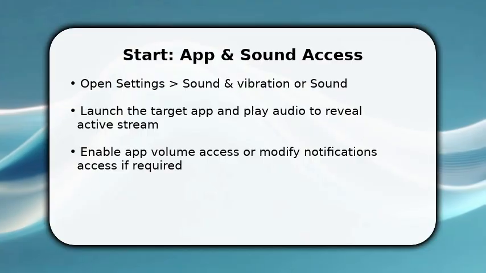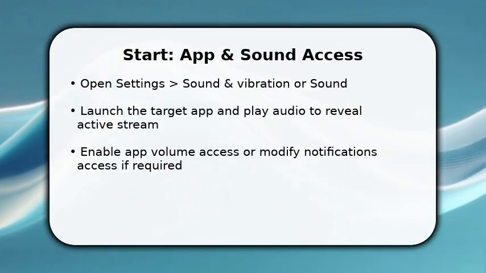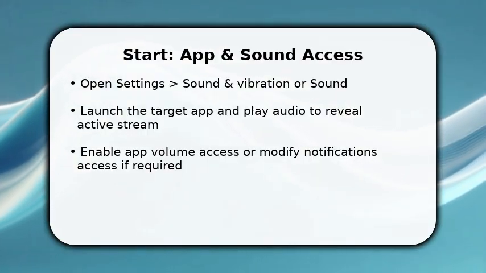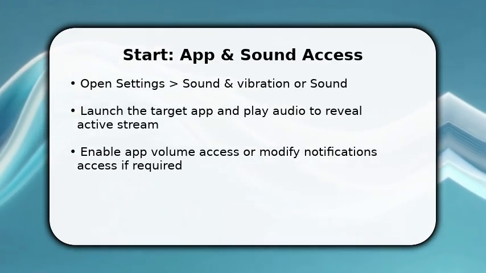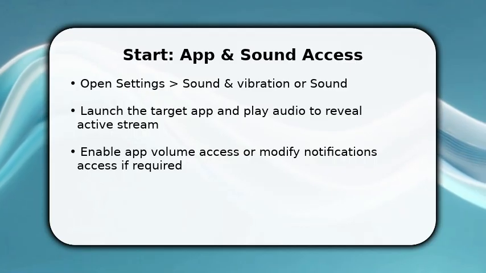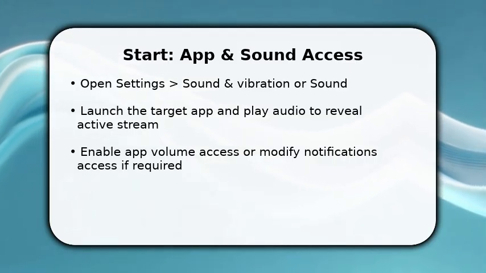You begin by making the app audible so Android recognizes its stream. Open settings, then sound and vibration. Make sure media volume is adjustable. Next, launch the app and play audio briefly. This ties the app to a media stream.